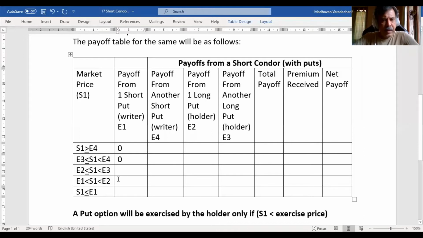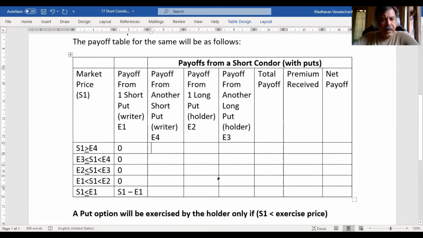Market price is larger than E2, which means it will be larger than E1 also. It is a put option, he won't exercise. Market price is larger than his exercise price, he won't exercise. Only in this case, market price is lesser than his exercise price, he will exercise. And his payoff will be E1 minus S1, which means mine will be S1 minus E1.